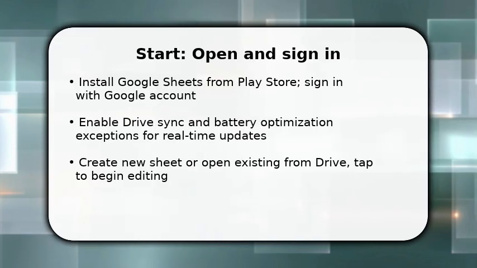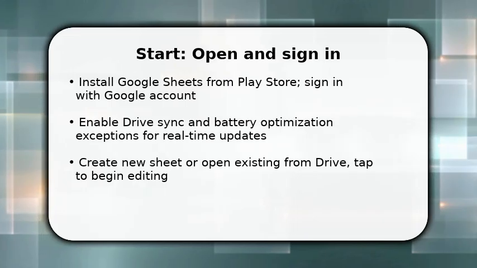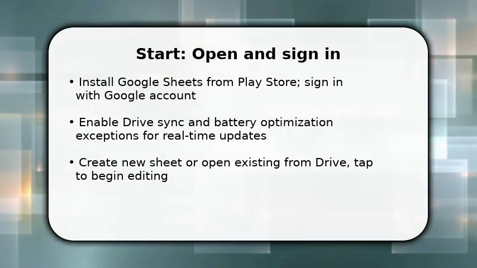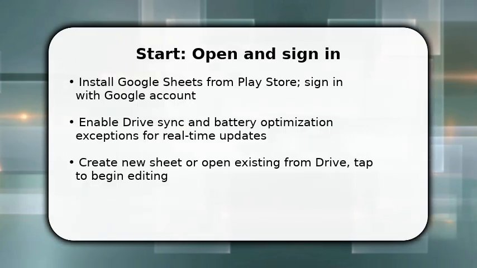Now create a new sheet or tap an existing file to open it. You'll see the grid and toolbar. Tap a cell to start typing or the plus to add rows. This gets you into the app fast so you can start building your workbook.